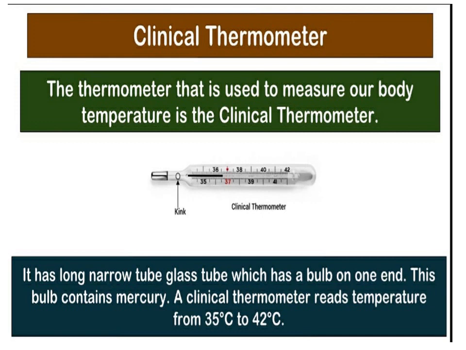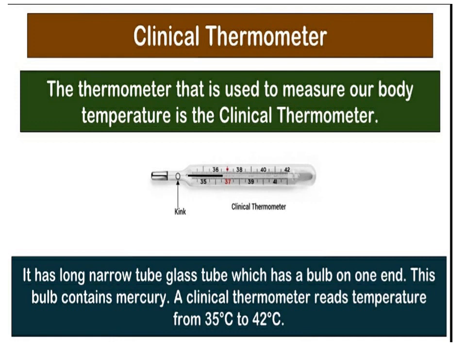What is the structure of the clinical thermometer? It is made up of glass, and it has a narrow glass tube which has a bulb on one end, as you can see in the diagram. This bulb contains mercury. A clinical thermometer reads a temperature from 35 degrees Celsius to 42 degrees Celsius. This is the range of the clinical thermometer.